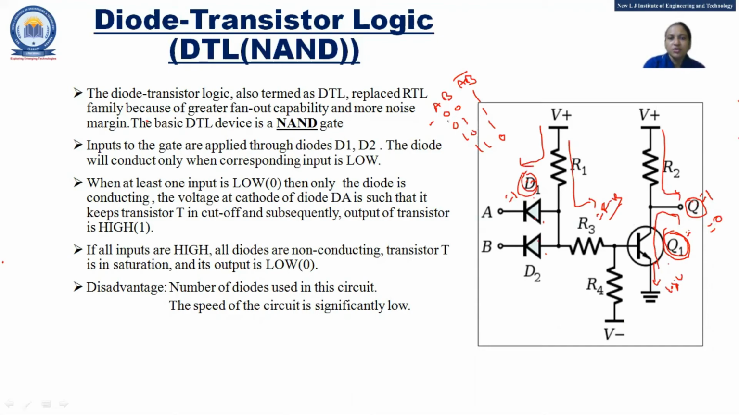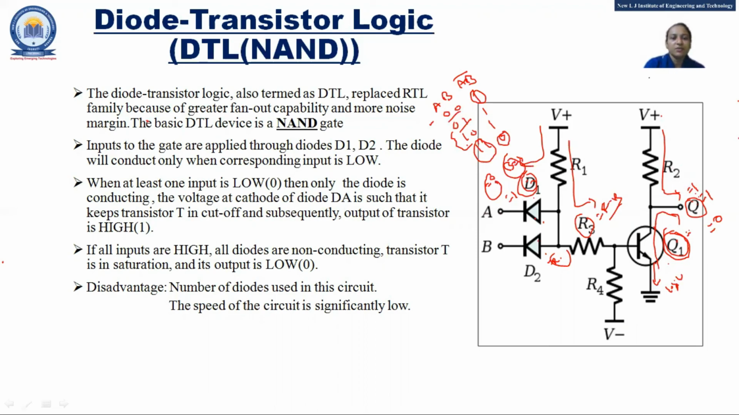So if all the inputs are 0, output 1 will be there, and if all the inputs are 1, output 0 will be there. Now let's discuss another case: if A is equal to 0 and B is equal to 1, then D1 will be in forward bias and D2 will be in reverse bias. Now R3 will be in reverse bias, so there is no sufficient current to turn Q1 on. So whatever VCC we apply appears at output Q. So our output will be 1. So this is how this DTL works.